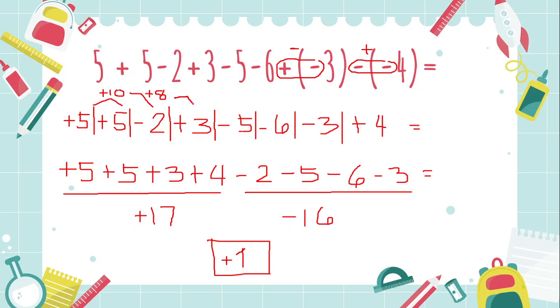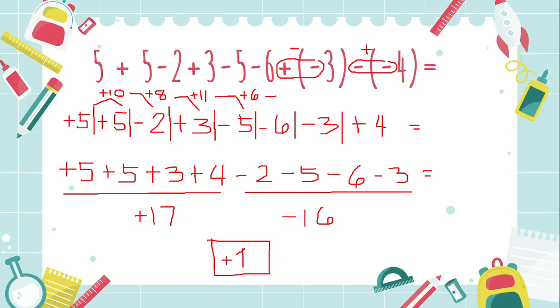Next, positive 8 and positive 3. Both are positive numbers, so you have to add them together. So you have 8 plus 3, you have 11. Then the sign here would be positive. Next, 11 and negative 5. Unlike sign. So we need to subtract them. 11 minus 5 gives you 6. Since 11 is bigger than 5 and the sign of 11 is positive, then we have here positive 6.